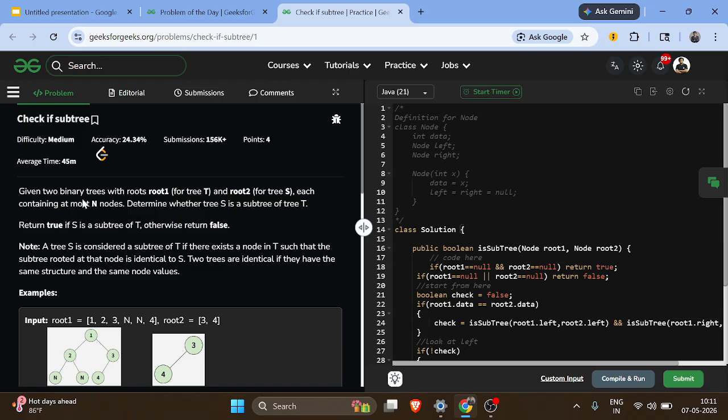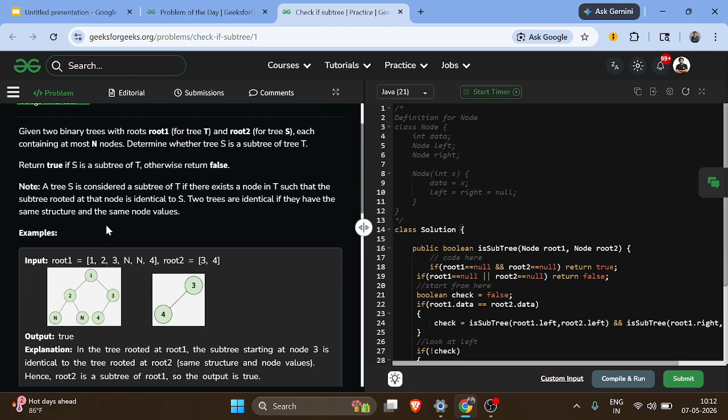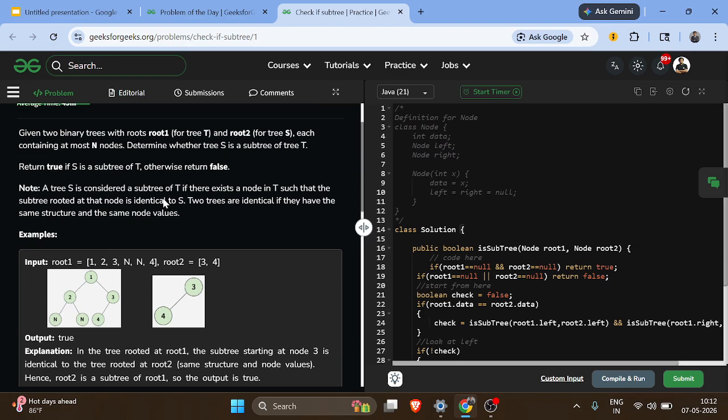Let me read it for you. Given two binary trees, root one and root two, each containing at most n nodes, determine whether tree S is a subtree of T. So return true if S is a subtree of T, otherwise return false. That is the question. And here it is written, what does subtree mean?